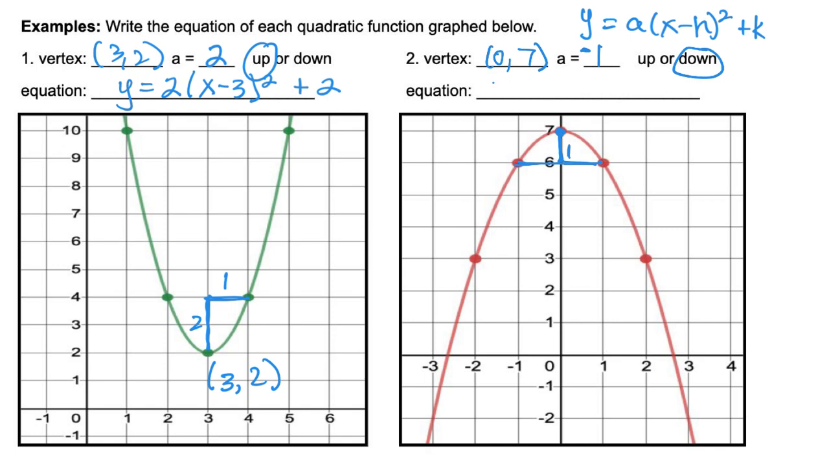So my equation is going to be y equals, my a value is negative 1. You can put that as a negative 1 or just that negative sign. Normally you would have x minus the h value, which is 0 in this case. You don't have to have the minus 0 because it's just 0, and then plus k. So this could look just like y equals negative x squared plus 7. Either one of these is perfectly correct. I would accept both of those.